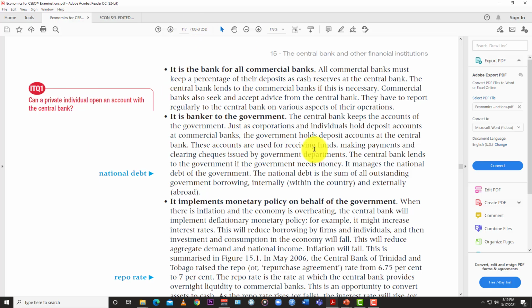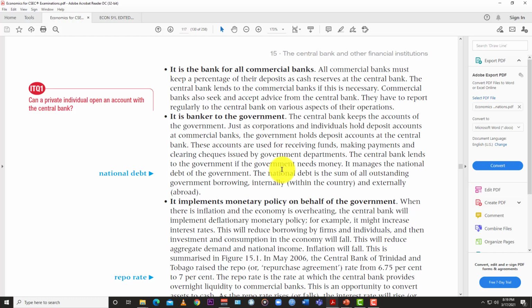Next one. It is the banker of the government. As I said before, it's the government's bank. The central bank keeps the accounts of the government. Just as corporations and individuals hold deposit accounts at commercial banks, the government holds deposit accounts at the central bank. These accounts are used to receive funds, make payments, and clear checks issued by government departments. The central bank lends to the government if the government needs money. It manages the national debt of the government. The national debt is the sum of all outstanding government borrowing, internally within the country and externally.